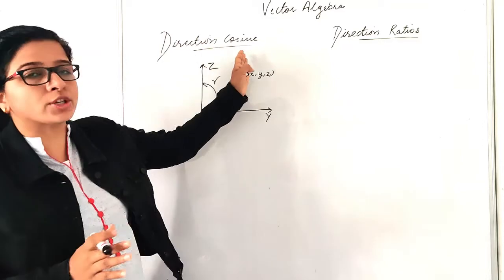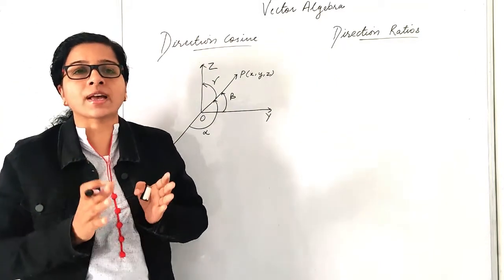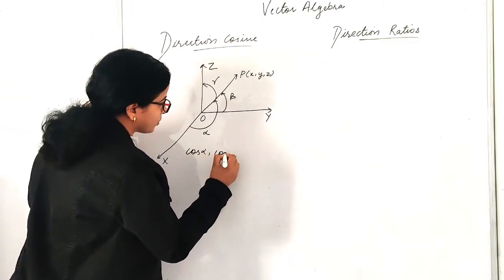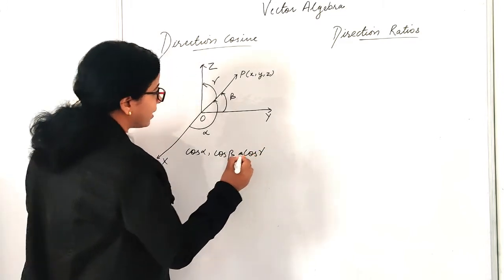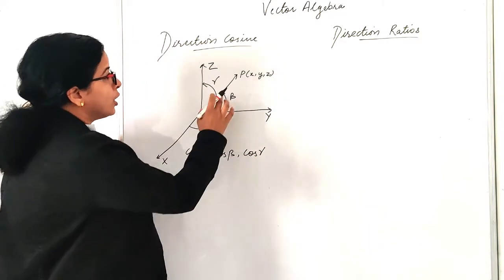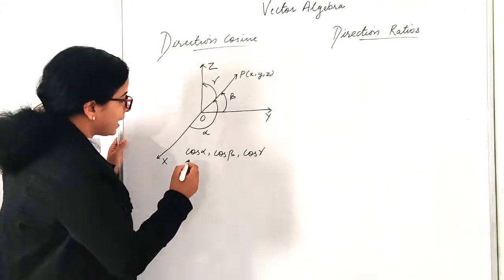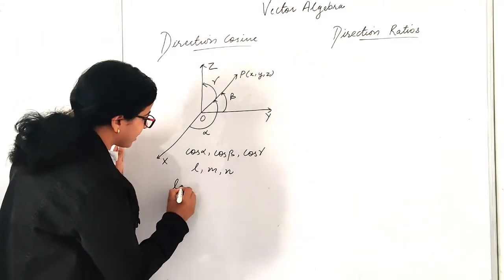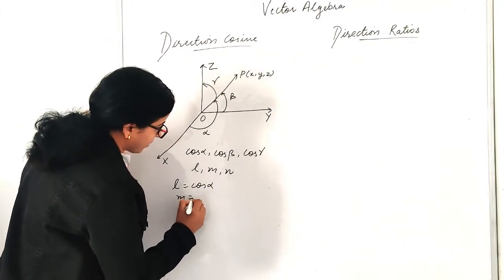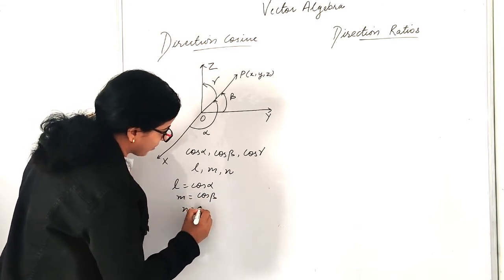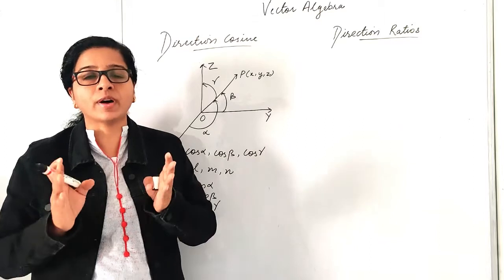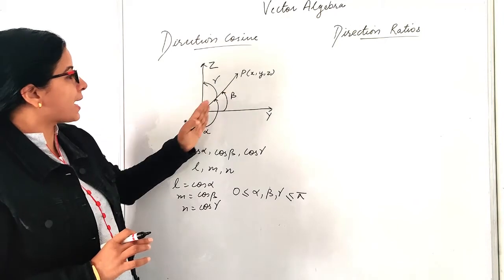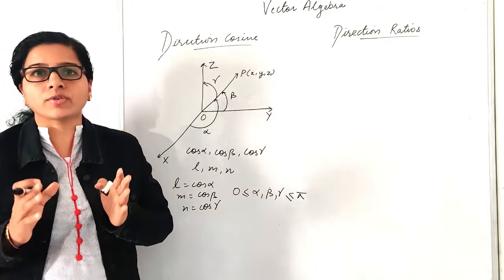So when I am talking about direction cosines, it is nothing but the cosine of these angles. So cos alpha, cos beta and cos gamma are nothing but the direction cosines of OP vector, right? And they are denoted by L, M and N. Is that clear? So L is nothing but cos alpha, M is nothing but cos beta and N is nothing but cos gamma. The values of alpha, beta, gamma lie between 0 and pi. So OP vector makes the angles alpha, beta and gamma with the positive direction of the x-axis, y-axis and z-axis.